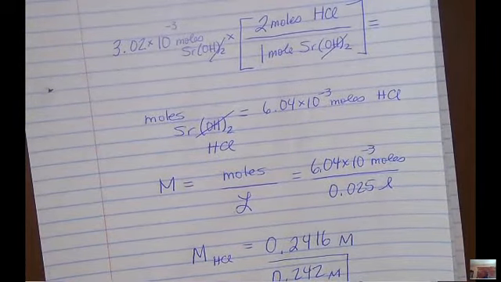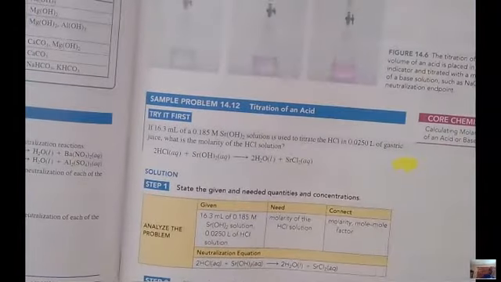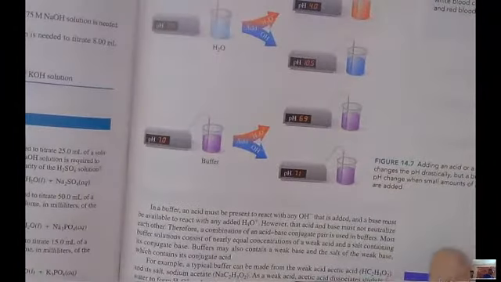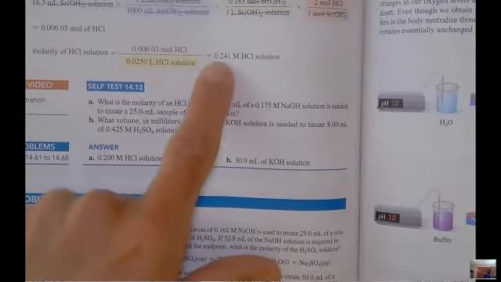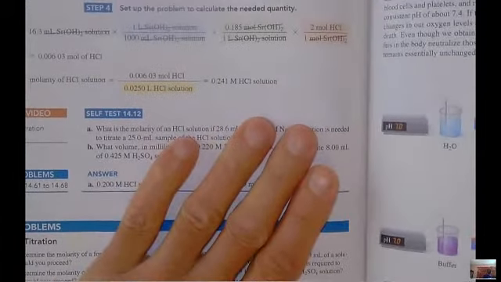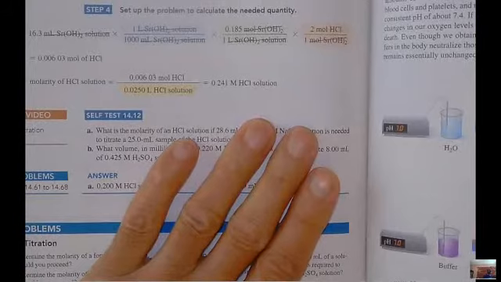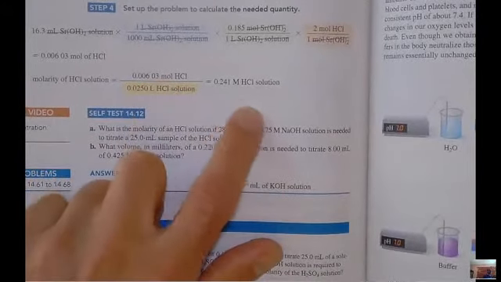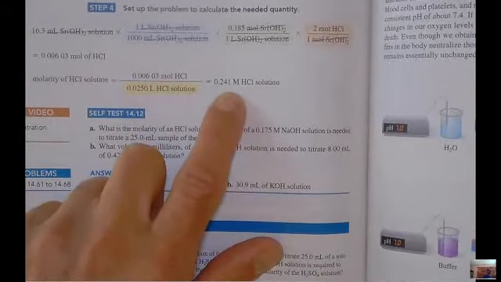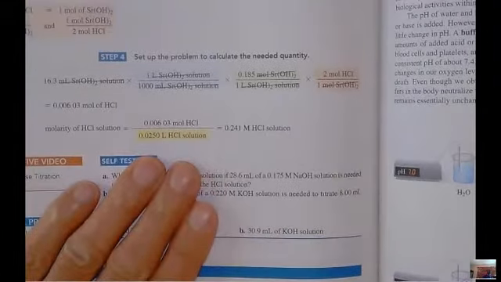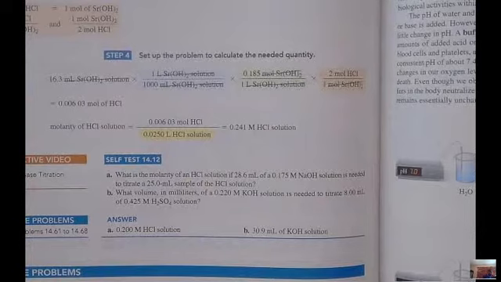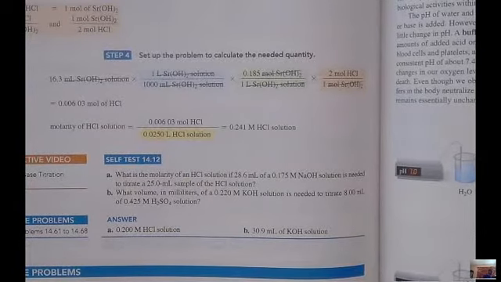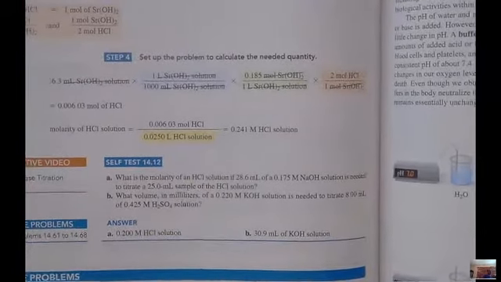Okay, let's see how close I came to what the book got. They got 0.241. I had 6.04, they had 6.03, but that's certainly close enough. Okay, so now what I'm going to do is set it up and go straight across, doing it just by the factor label method instead of using formulas.